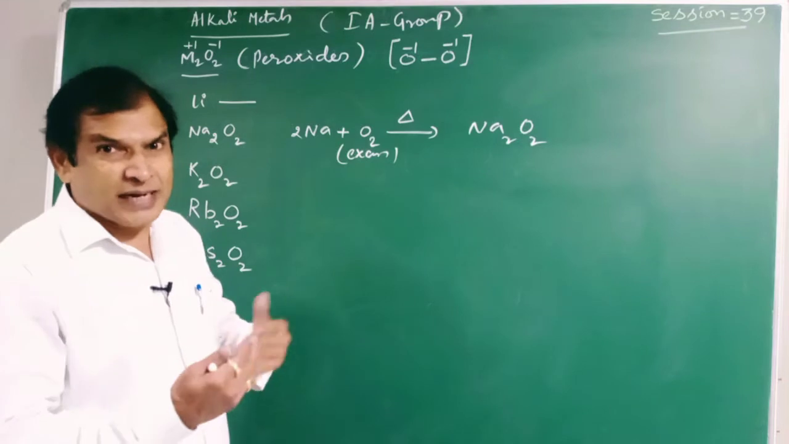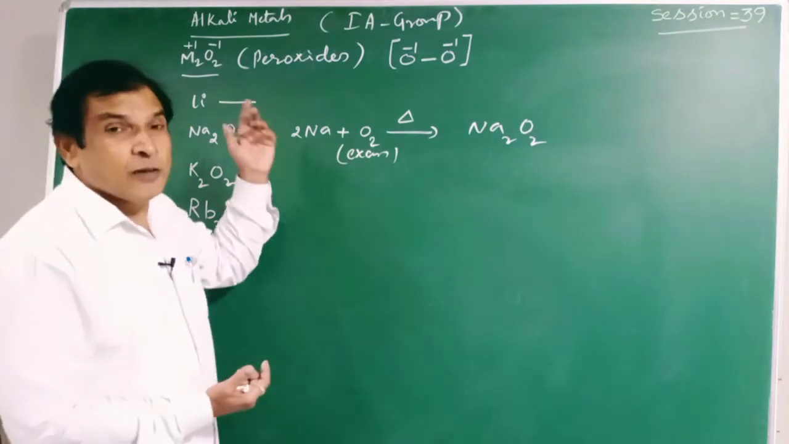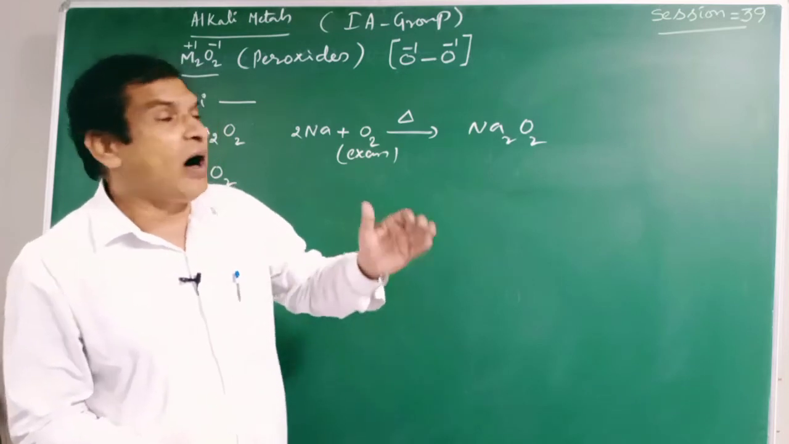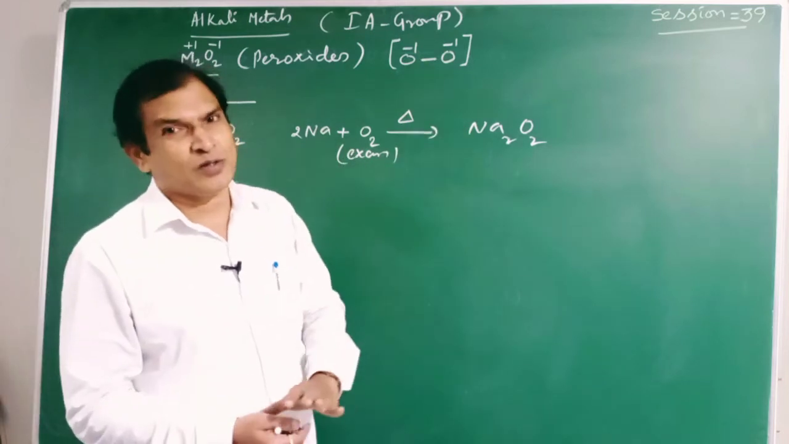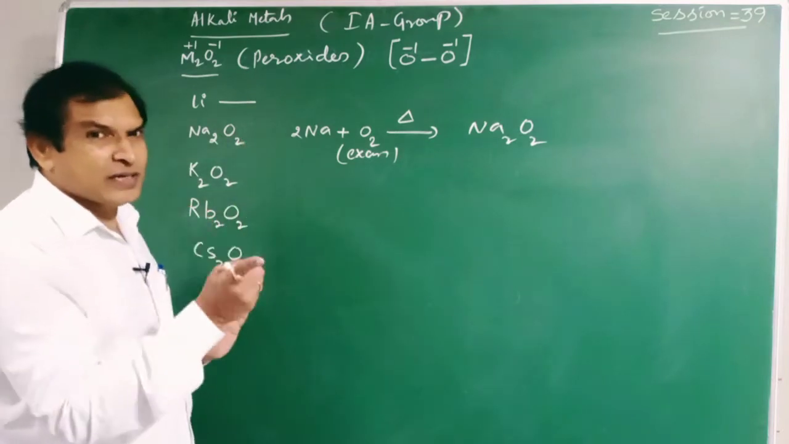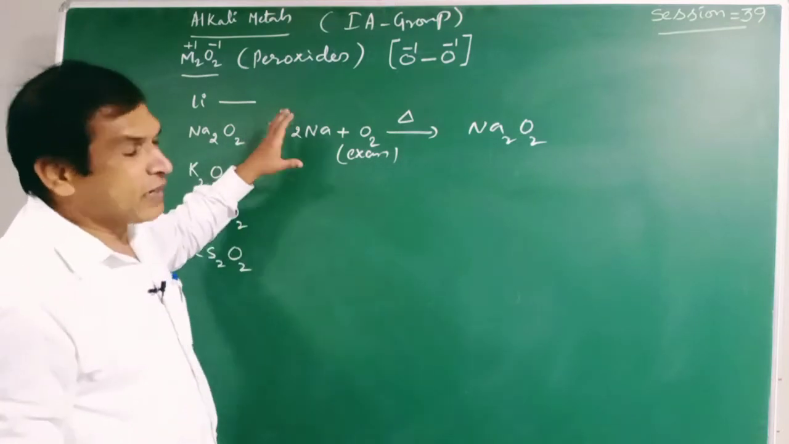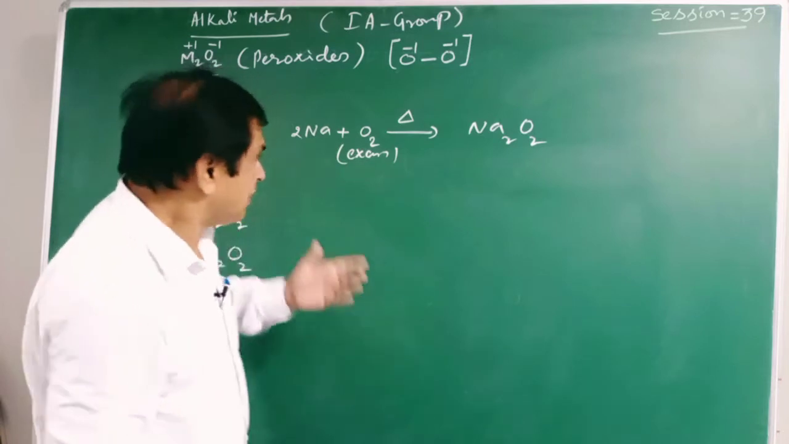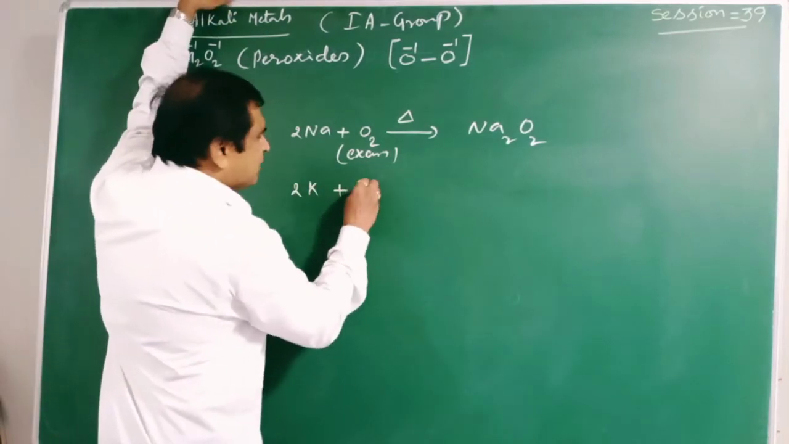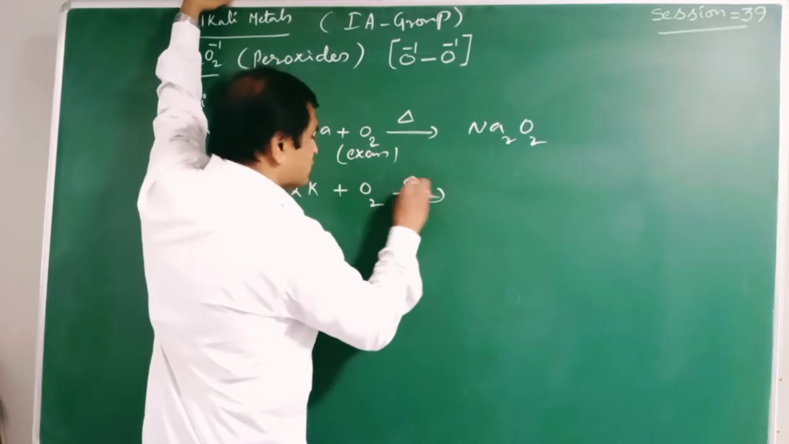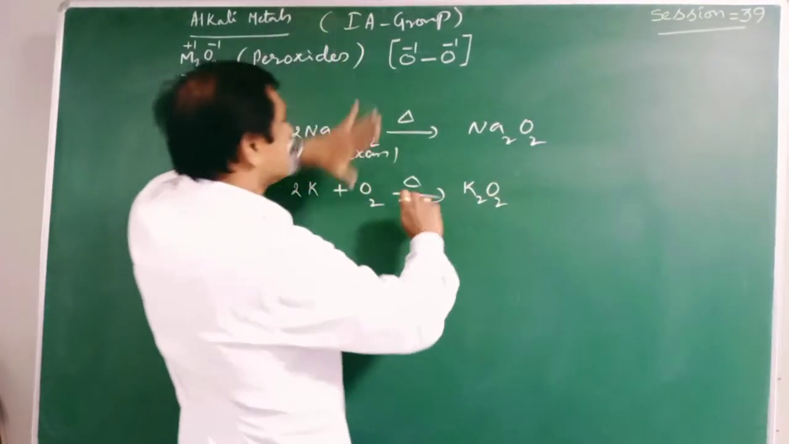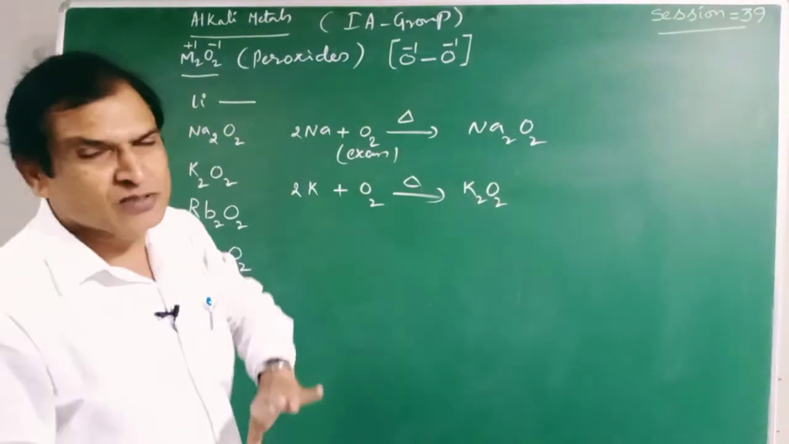Second point, how can we prepare the peroxides? When alkali metal is burnt in excess air, it forms the corresponding peroxides. So what elements form peroxides is done, first point. Second point, how to prepare them. Example, potassium burnt in excess oxygen gives potassium peroxide. That is the formation of peroxides done.